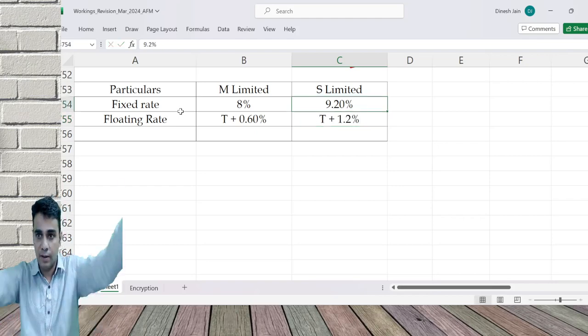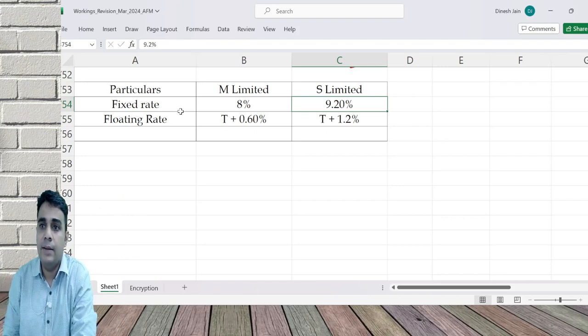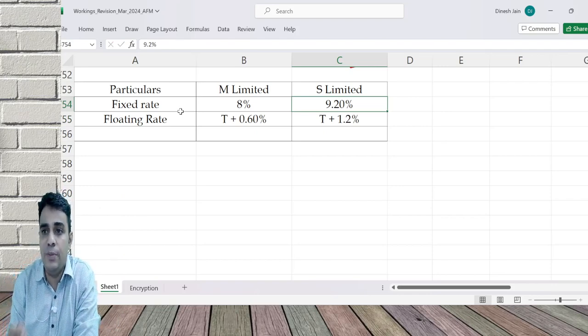Very simple. You have written this. Now, the companies, let's assume it is a group company. M and S are known to each other. See, an IRS will come into picture when one party wants fixed, another party wants floating. If both want fixed, or both want floating, go ahead and borrow in the market. IRS cannot do anything.